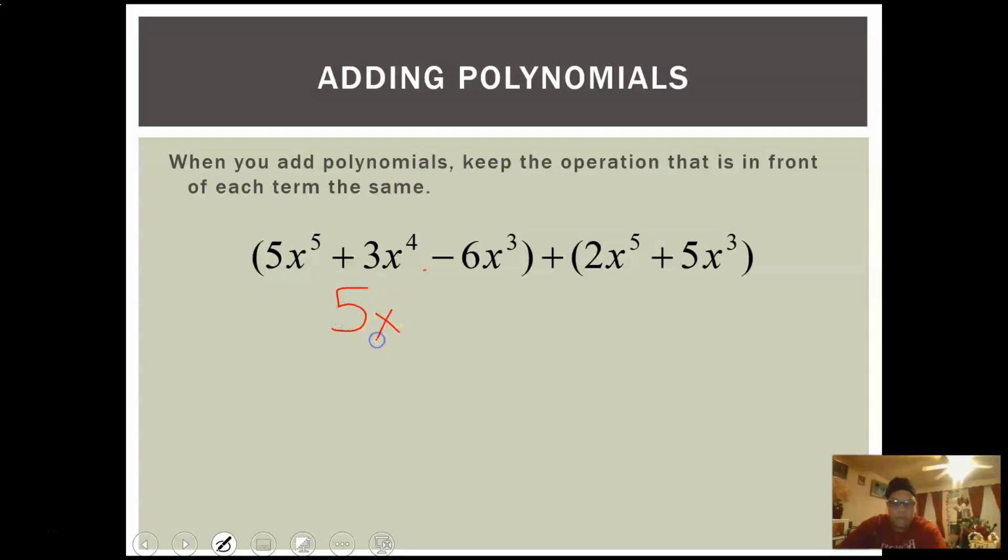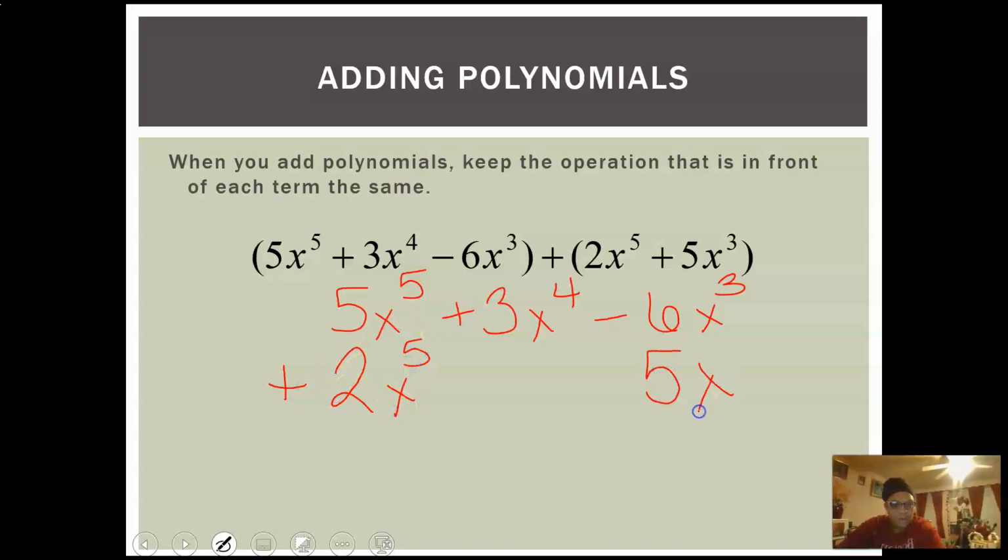So you have 5x to the fifth plus 3x to the fourth minus 6x cubed. And if you look in the second equation, there's no other one, so I'm just going to go ahead and put my plus sign. And then this will be 2x to the fifth, and 5x cubed is here. We'll go under its like term, and that's positive. So in the middle, I know this will be 0, okay?